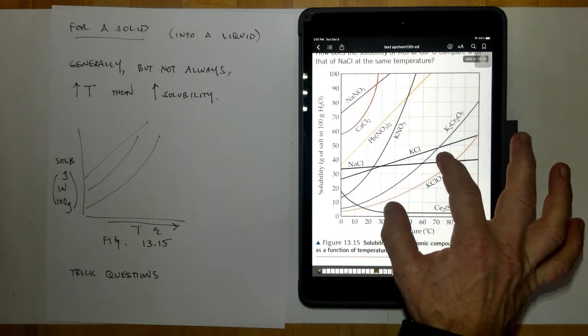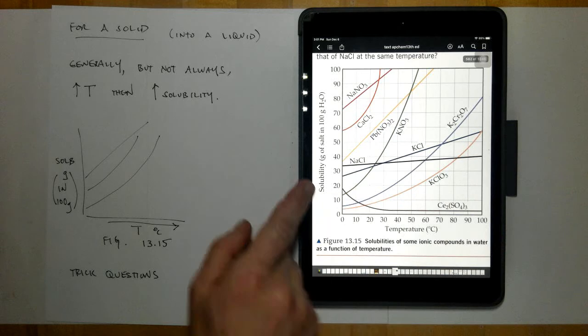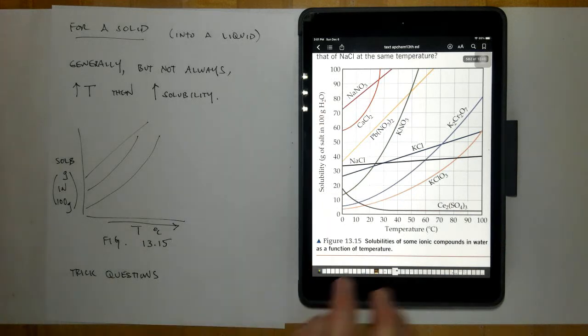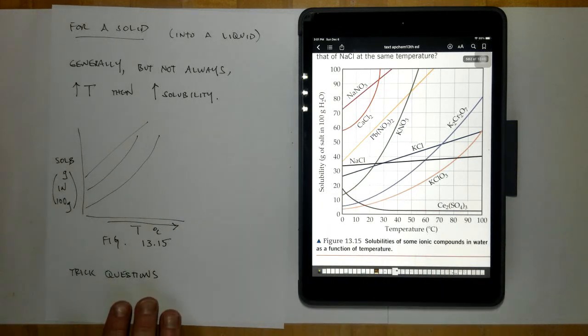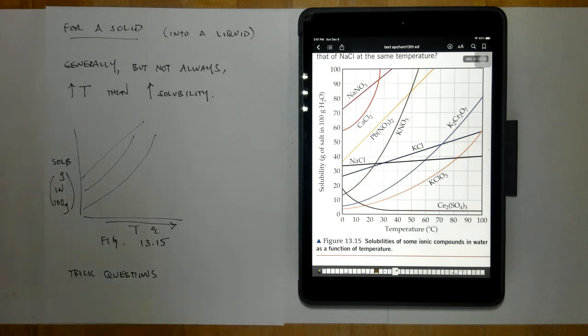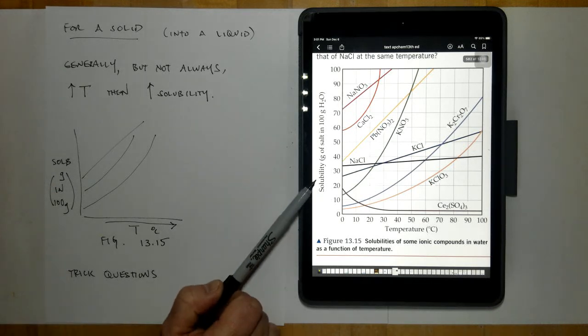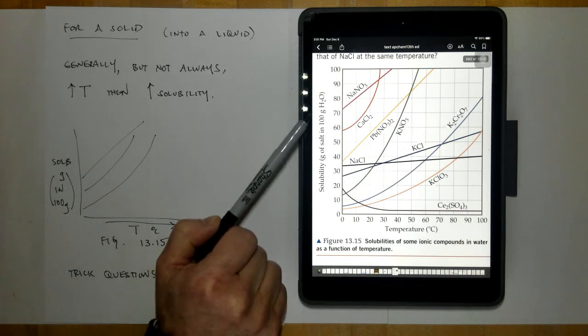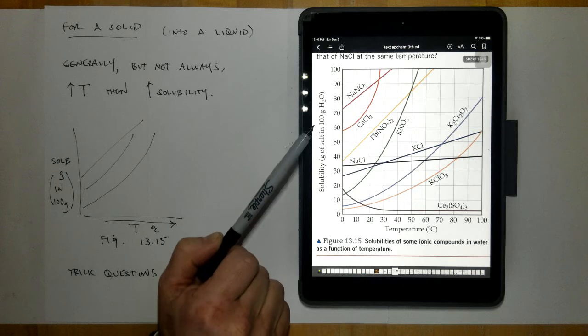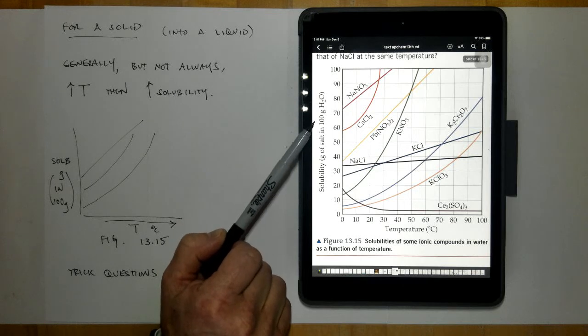First of all, the number one thing that you want to look at is the axes. You want to look at the vertical and the horizontal axes to know exactly what they're asking about, or exactly what the graph is showing you. And notice this is solubility, so that's the number of grams of a salt that will dissolve in 100 grams of water. So remember, it's always based on 100 grams of water.